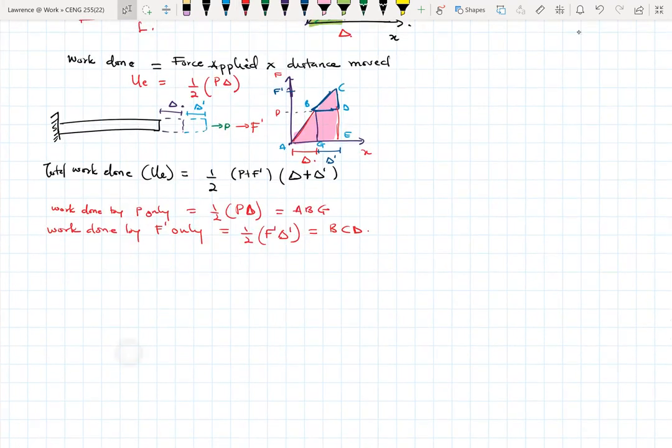Then the work done by both P and then F prime will be equal to the entire area over here, which is what we had. So it'll be equal to the entire area ACE.